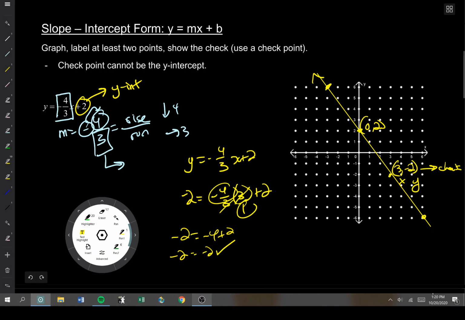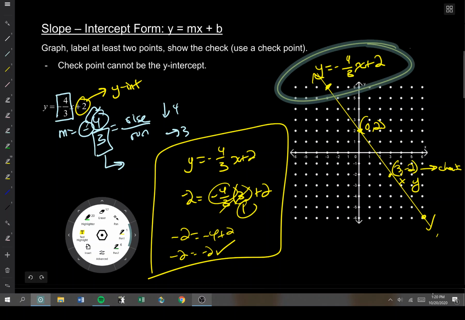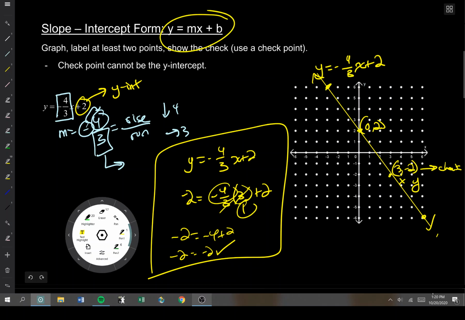So here's my line. I make sure it extends across the whole entire graph. I plot a couple points. I label things, and I'm going to, somewhere at one of the ends of the line, actually write the equation, negative 4/3 x plus 2. I expect your graphs to have all of these things. Labeled points, a shown checkpoint where you're showing the check, arrows, scales, and a labeling of the actual line itself. Okay, there's slope-intercept form, y equals mx plus b.